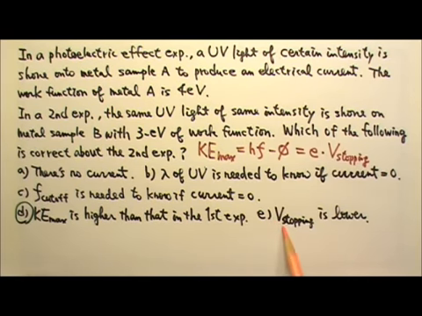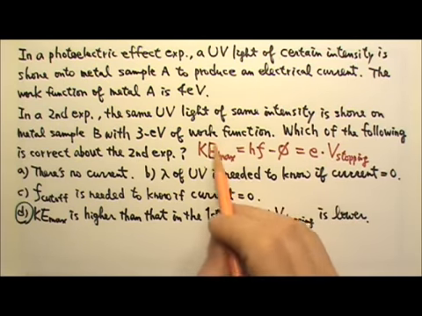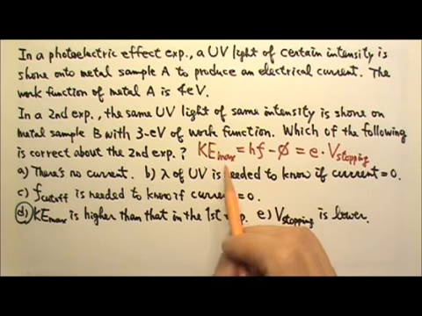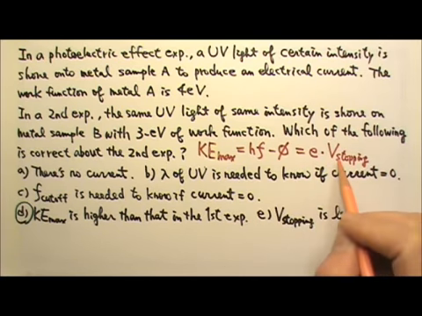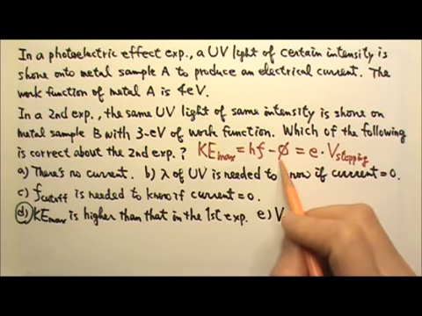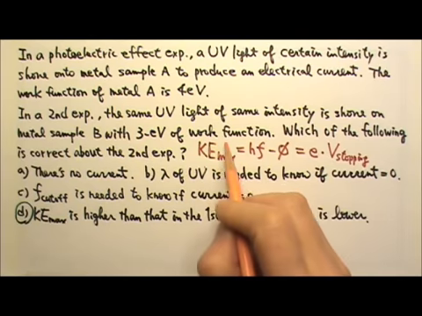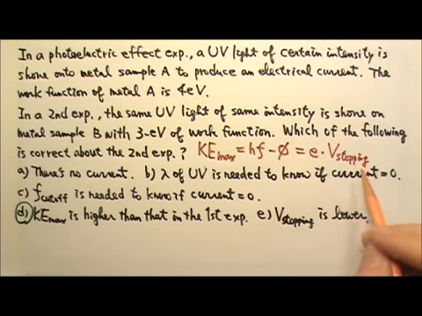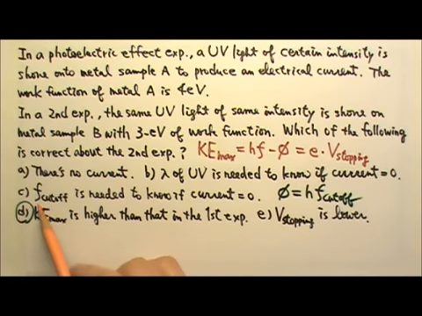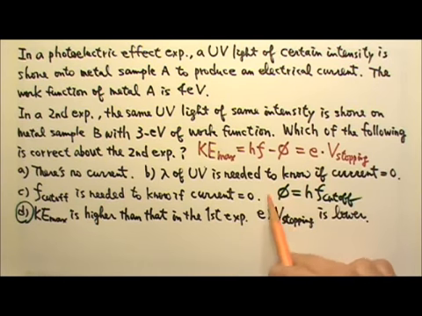For E, the stopping voltage is used to measure the maximum kinetic energy, and the maximum kinetic energy equals Q times V, e times the stopping voltage. So when the work function decreases, the maximum kinetic energy increases, and the stopping voltage also increases. So E is wrong.